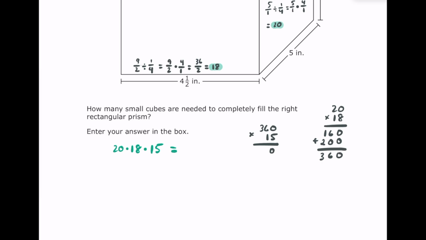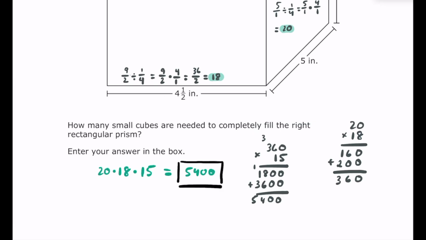5 times 0 is 0. 5 times 6 is 30. Carry the 3. 5 times 3 is 15. Plus the 3 is going to be 18. Put a placeholder here. 1 times 0 is 0. 1 times 6 is 6. 1 times 3 is 3. Let's go ahead and add these together. 0, 0. This is 14. Carry the 1 and a 5. So I think we're really looking at 5,400 little cubes that are going to fill up this rectangular prism.